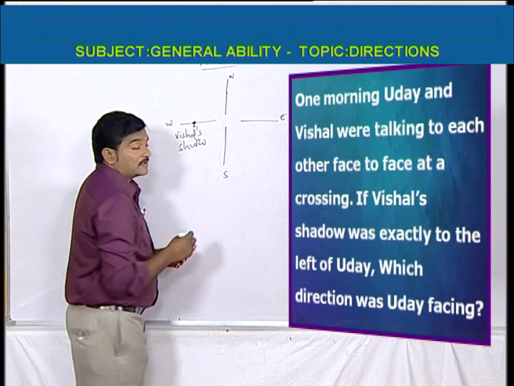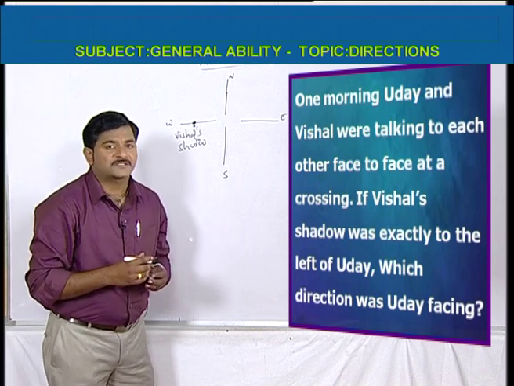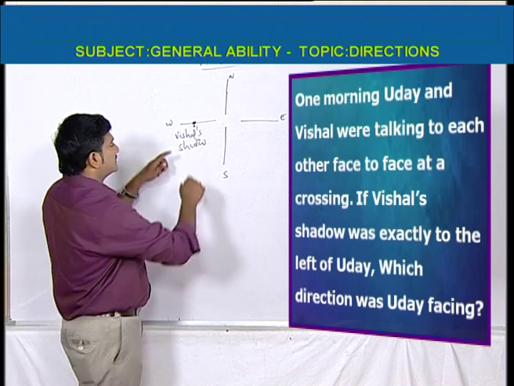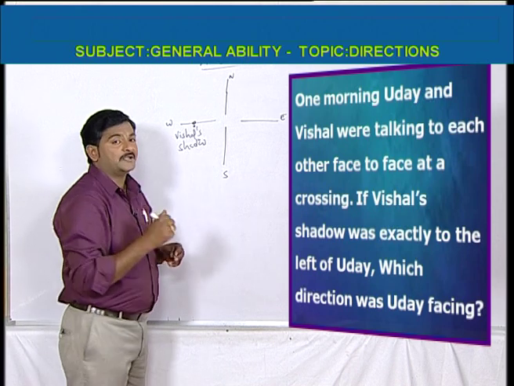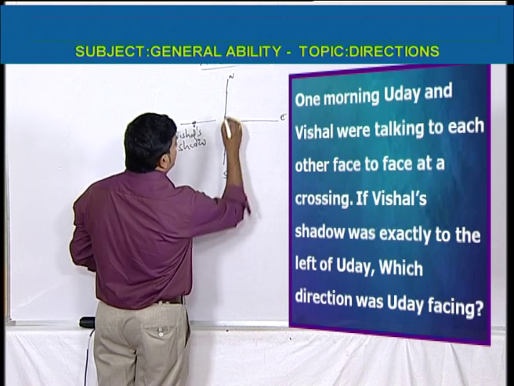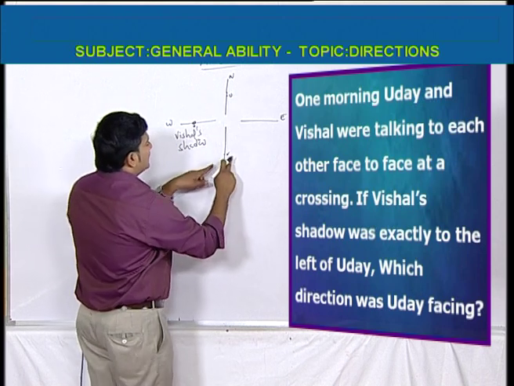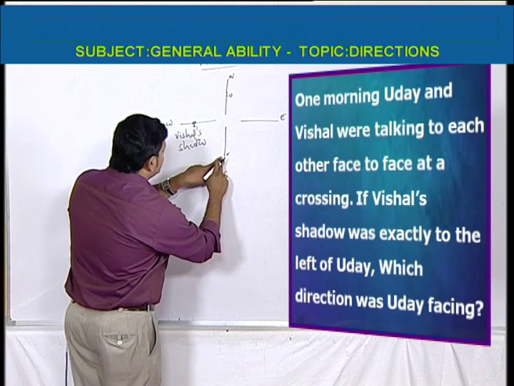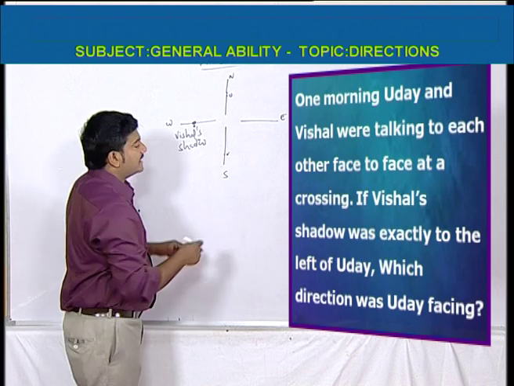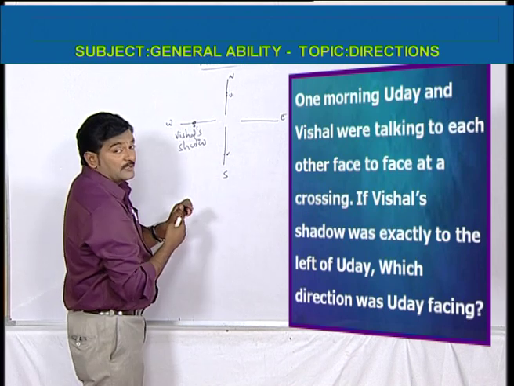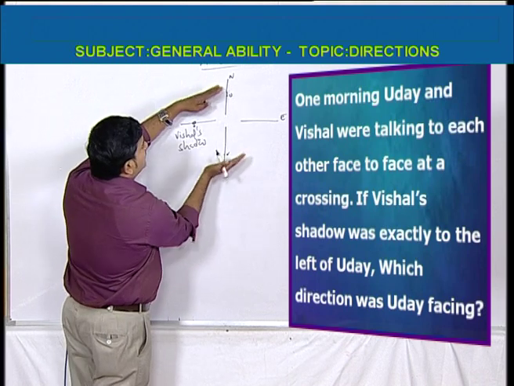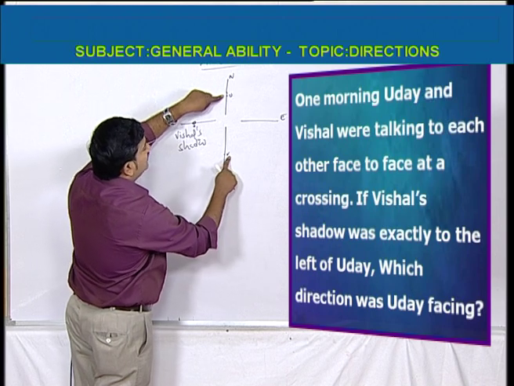So now how are they talking? They are talking to each other face to face. Rough verification. First we have to fix the shadow for this type of question. Yes, I fixed the shadow. Since he mentioned the morning time, the shadow will be on the west side. Now for example, think that Vishal is here and Uday is here. Now Vishal's shadow is towards the left of Vishal. Vishal is towards north and Uday is looking towards south, because they are talking to each other. If I take Vishal on the south direction and Uday on the north direction, they are talking to each other. So Uday is facing towards south, Vishal facing towards north.